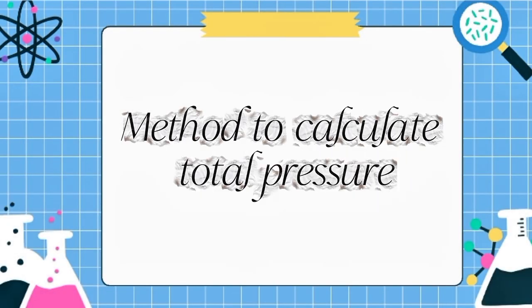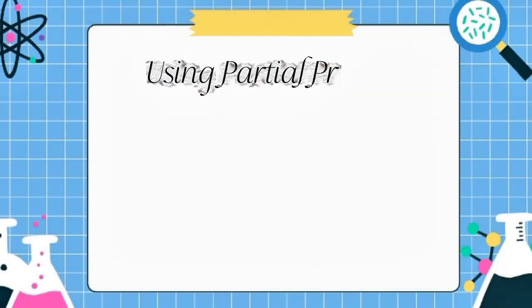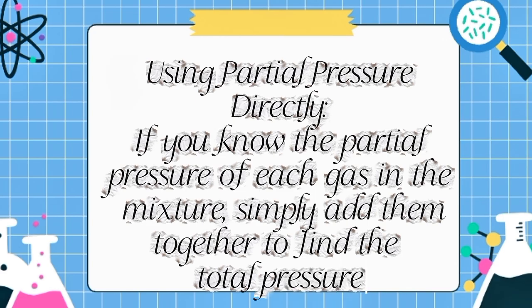Method to calculate total pressure: using partial pressures directly. If you know the partial pressure of each gas in the mixture, simply add them together to find the total pressure.